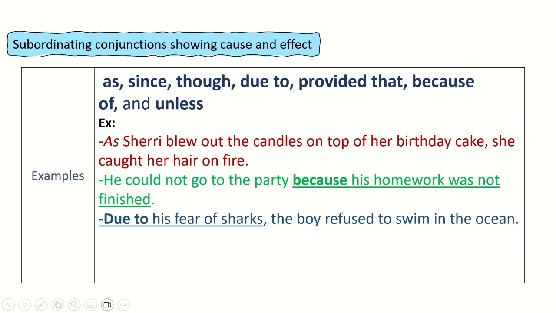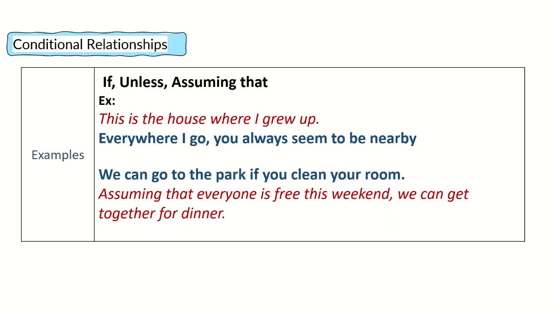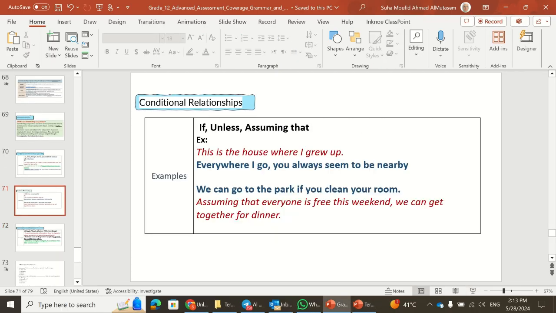Due to his fear of sharks, the boy refused to swim in the ocean. So here is the reason. Due to is followed by a reason, and the independent clause includes the effect or the result. I have some conditional relationships using if or unless or provided that, assuming that. Like, this is the house where I grew up. Everywhere I go, you always seem to be nearby. We can go to the park if you clean your room. Assuming that everyone is free this weekend, we can get together.